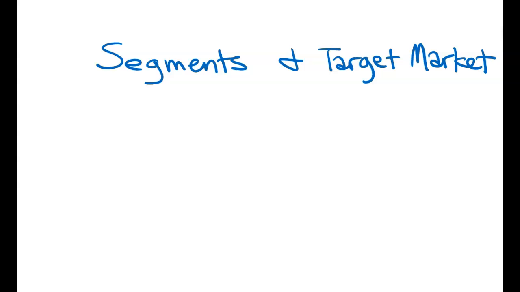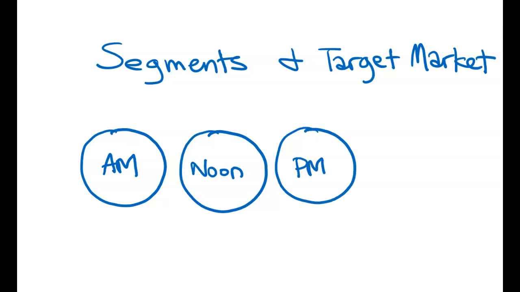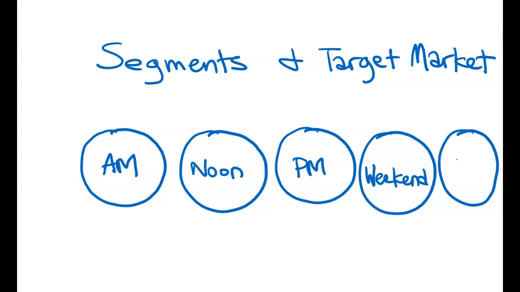So the first group at Holiday Gas Station are the customers that come in the morning. So we call them the AM group. The second group are the customers that come for lunch, or we call them the noon group. The third group of customers are the people that come in the afternoon or evening. So we'll just call them the PM group. The fourth group are the weekend. They come on the weekends. And then the fifth group are the people who come just to get gas. They come in there with the sole purpose of getting gas.